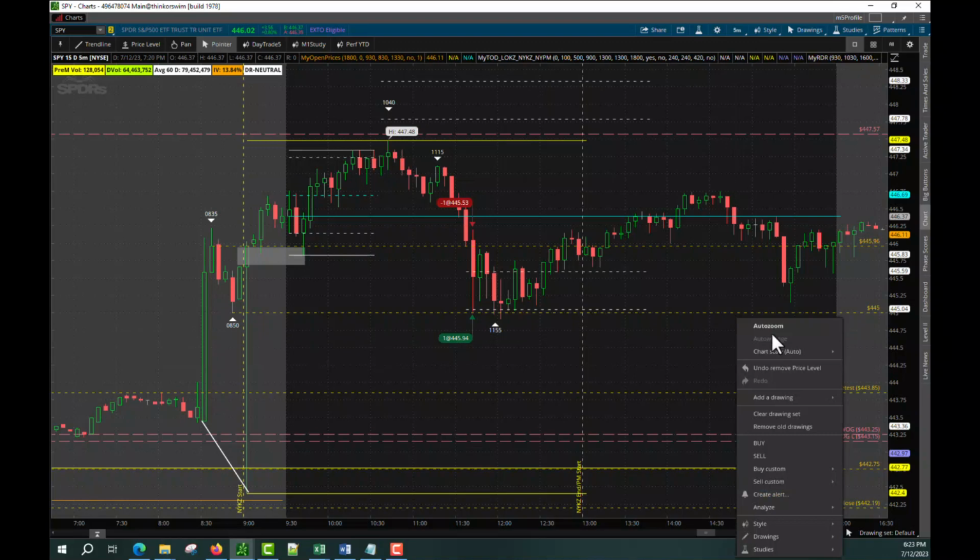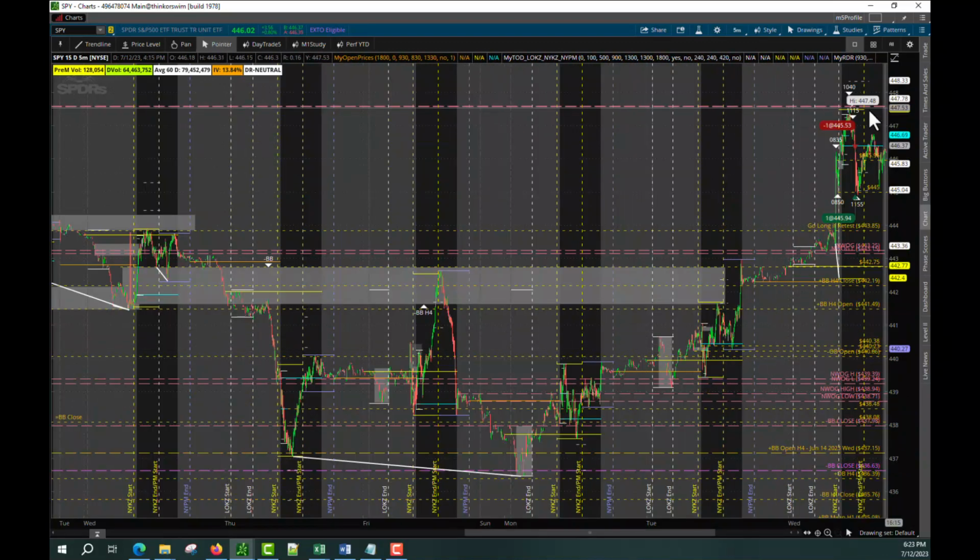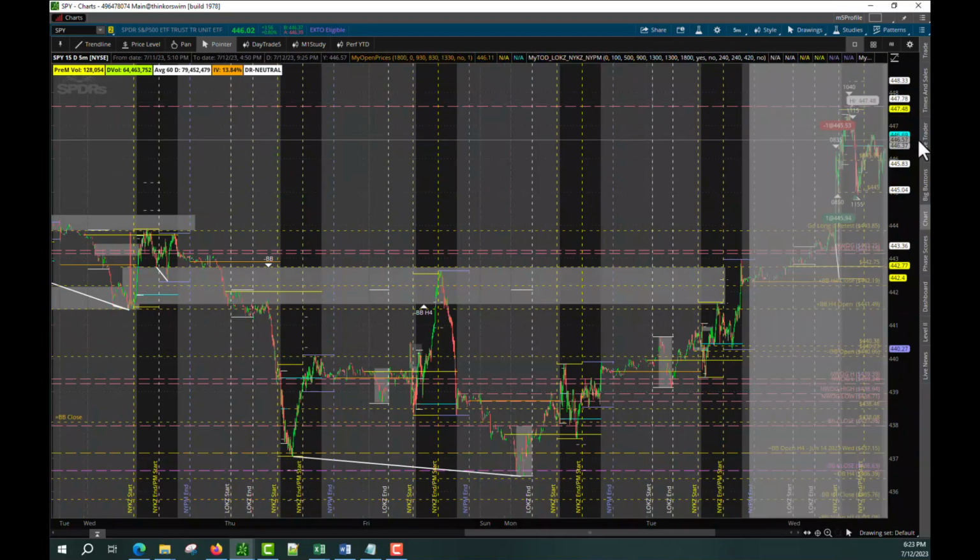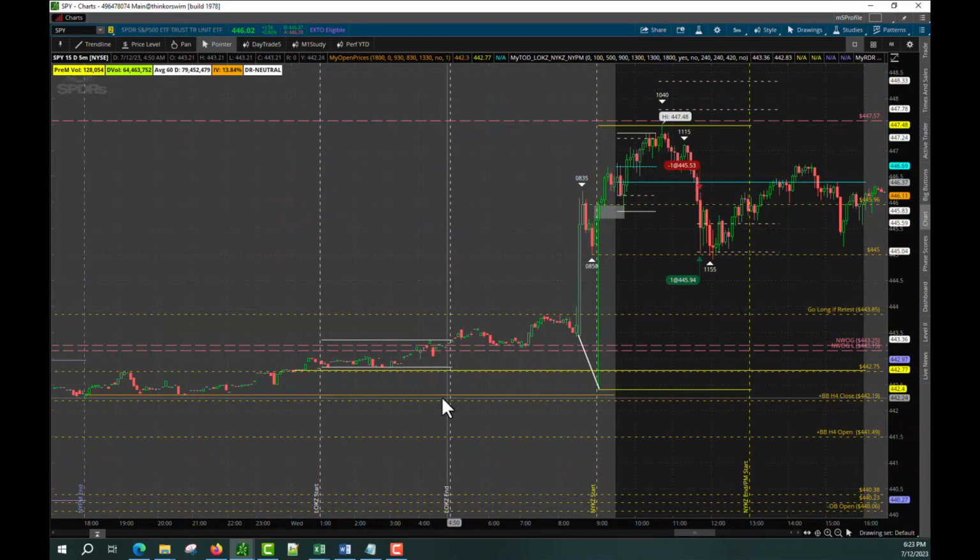Okay, let's take a screenshot of this 5-minute setup. So basically you see that the London session took out the sell side liquidity from the London session right there. You see that?